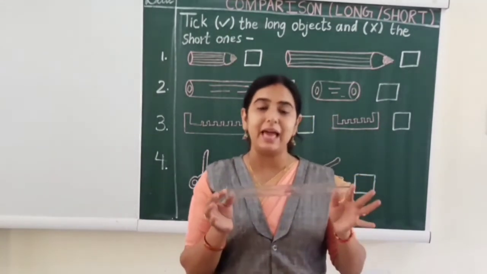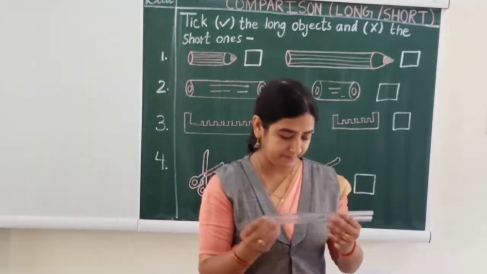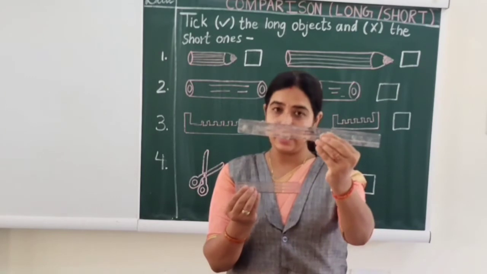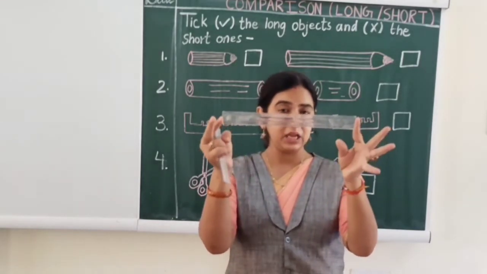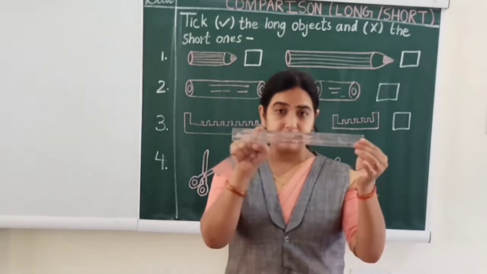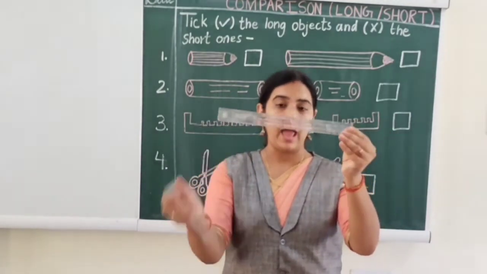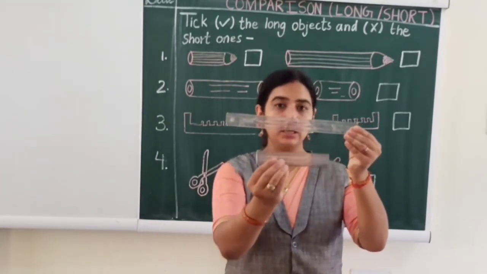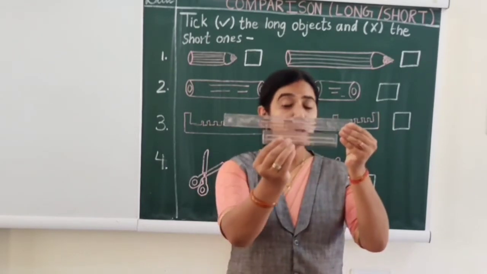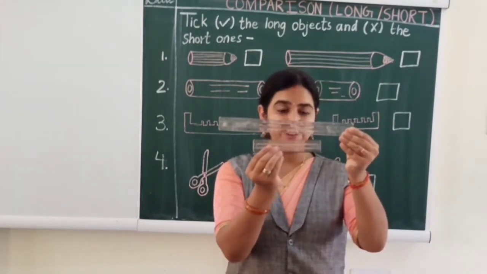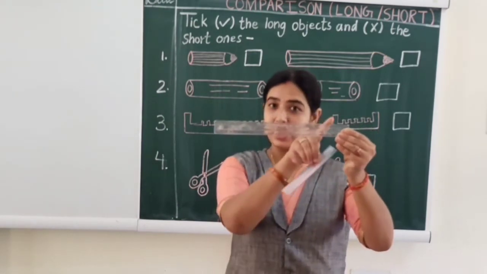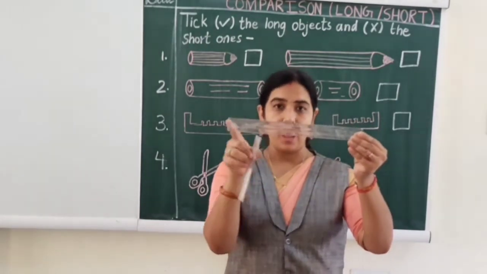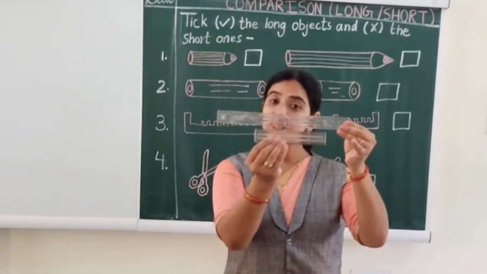Let us take the example of this scale. Can you see? This is a scale. This scale is a long scale. And if you see the other scale, this is short. Long scale, short scale. Compare both the scales. Which one is long? This one is long. And this one is short. A long scale and a short scale.